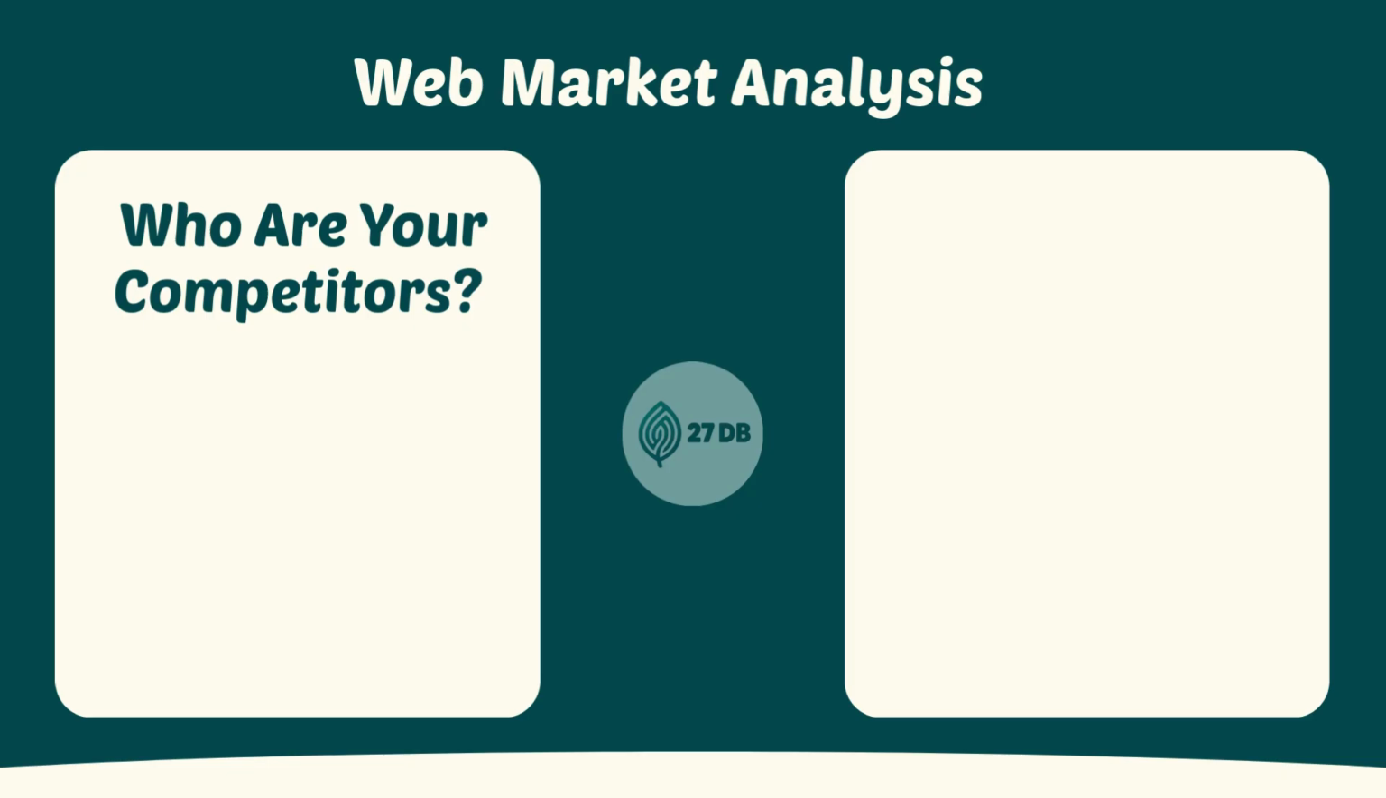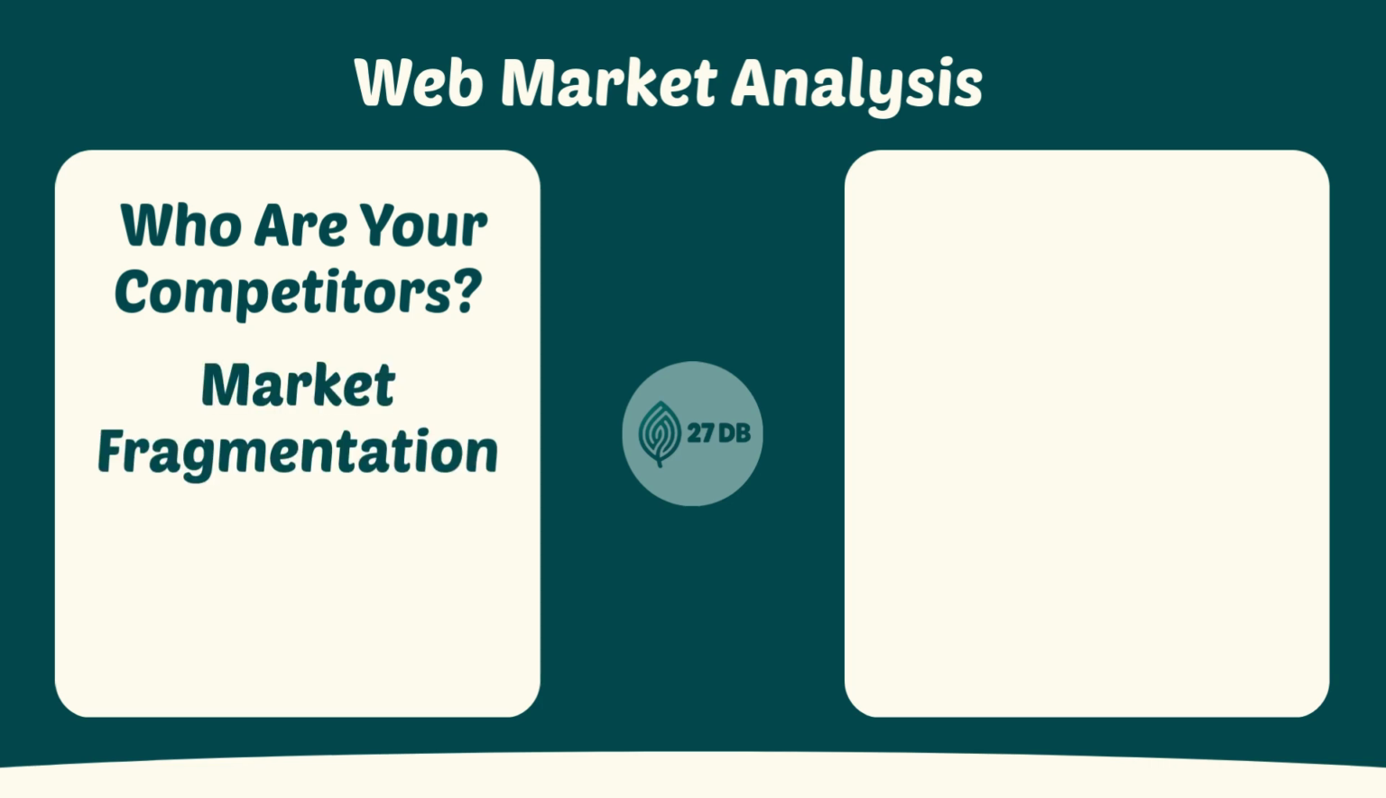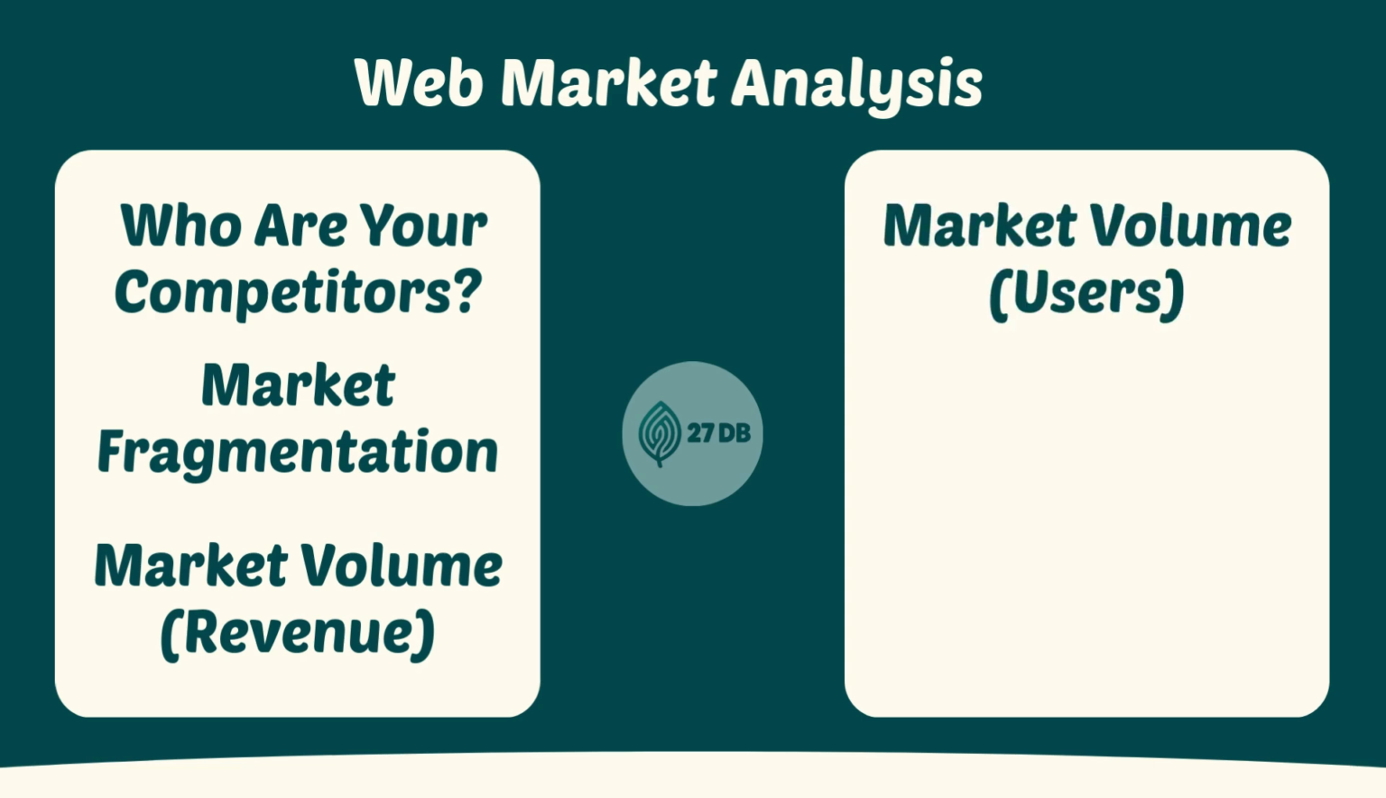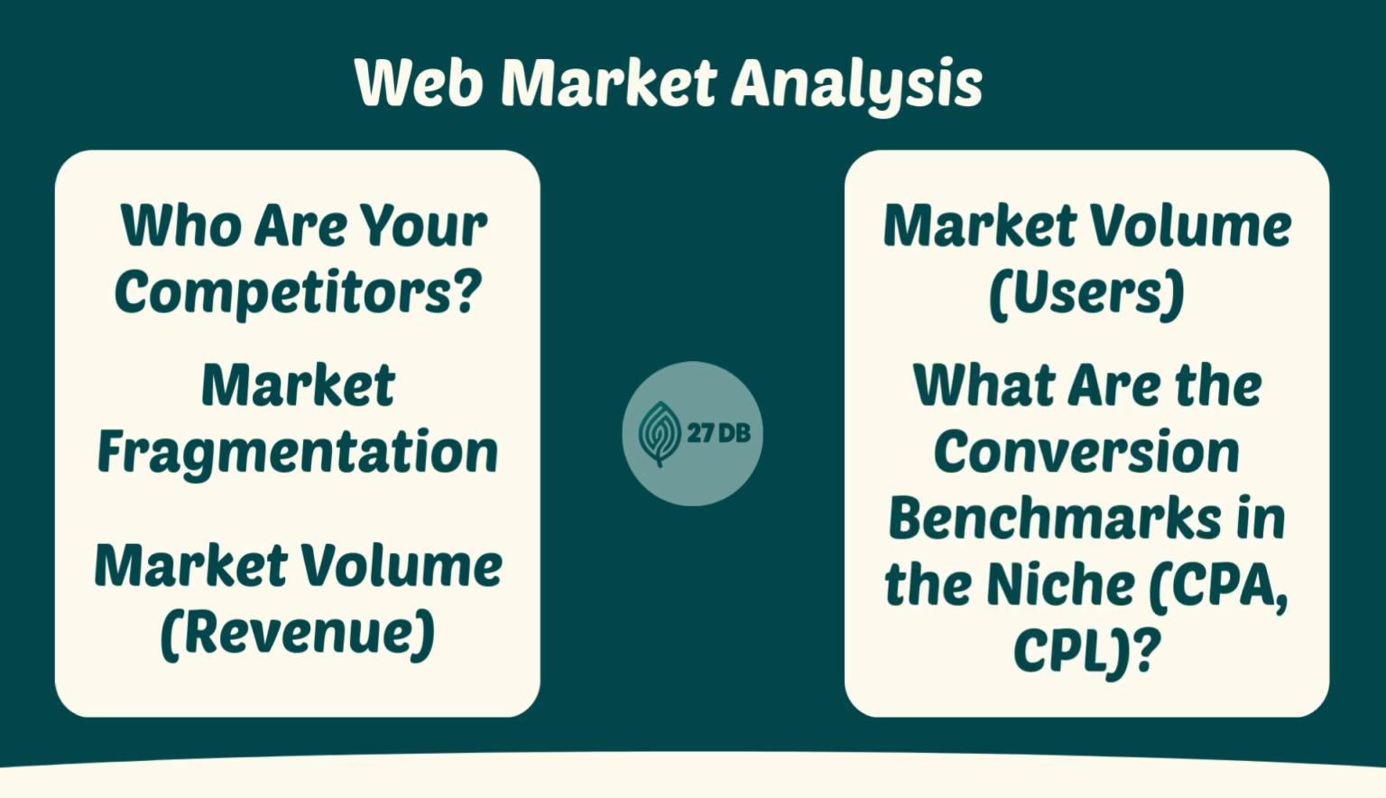Who are your competitors? Identify the main players in your category. This is the foundation for any competitive analysis. Market fragmentation. Understand how many competitors exist and how market share is distributed. Market volume, revenue. Estimate the total revenue in the market and monitor its growth over time. Market volume, users. Look at user numbers, including downloads and active user trends, to assess whether the market is growing or shrinking.